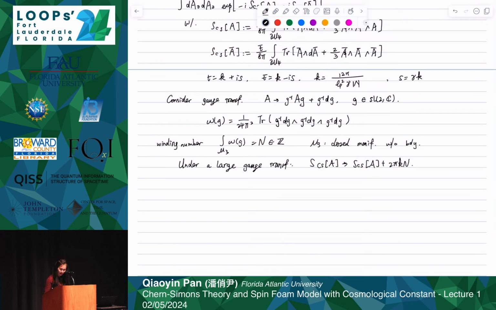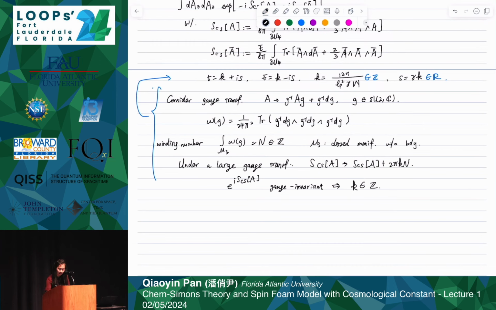We can just require the path integral itself is gauge invariant. So we require e to the i times the Chern-Simons action, we just want this to be gauge invariant. And this requirement would demand that the real part of the coupling constant be an integer. So this discussion is just to tell you that the k here has to be an integer. And then the imaginary part is a real number.